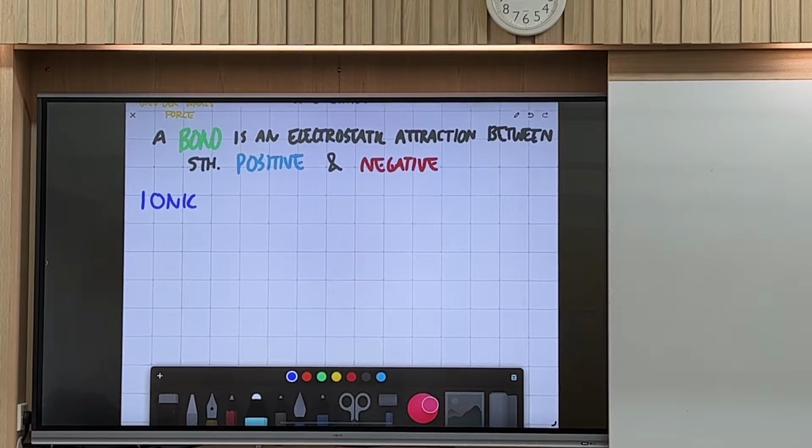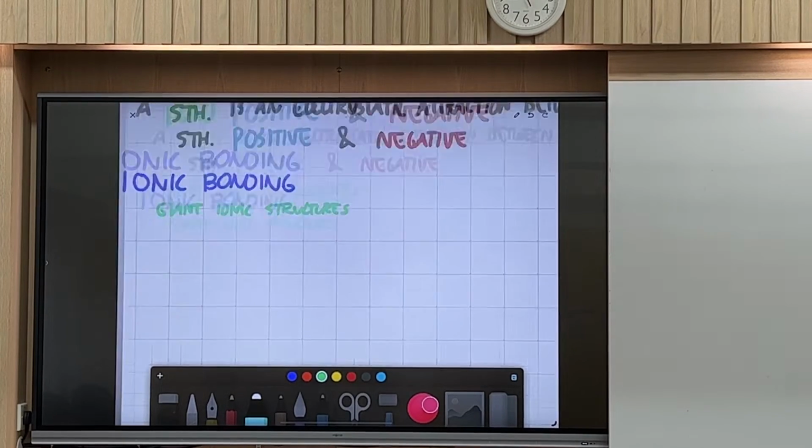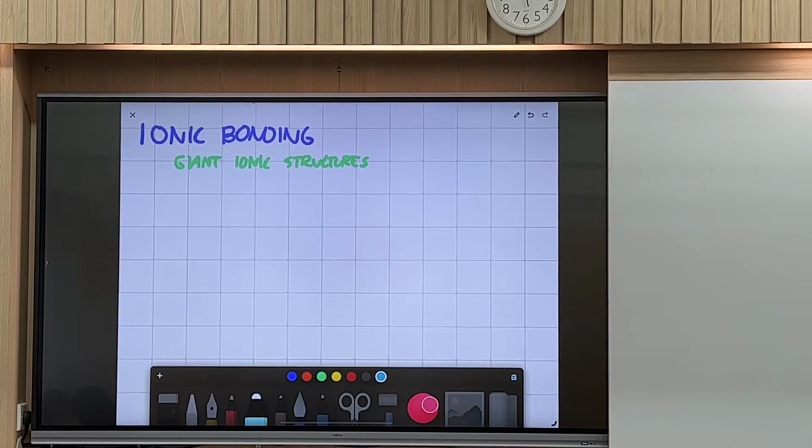So ionic bonding. Under ionic bonding, we have giant ionic structures. And different compounds contain ions of different ratios. When you have NaCl, what is the ratio of Na plus and Cl minus ion? It is 1 to 1. Yes, 1 to 1. So can you put down Na plus to Cl minus equals 1 to 1? This is what the number suggests.